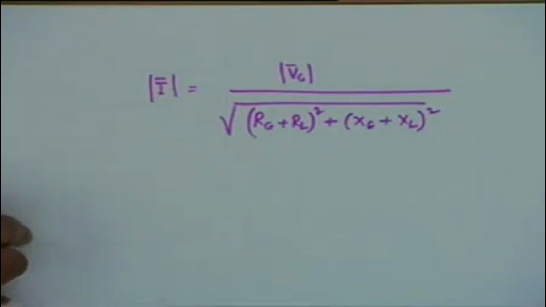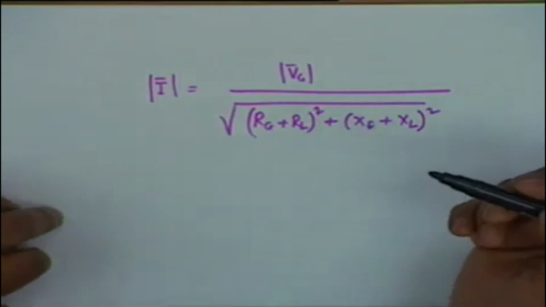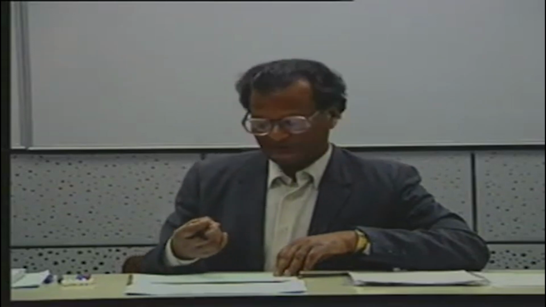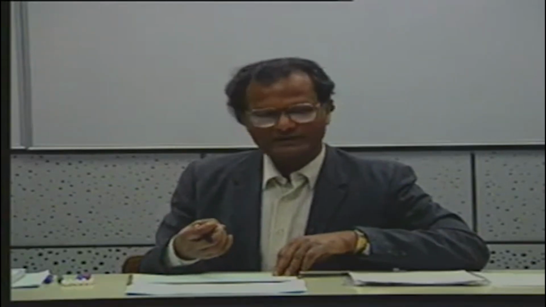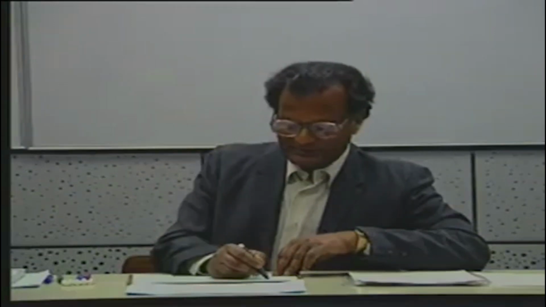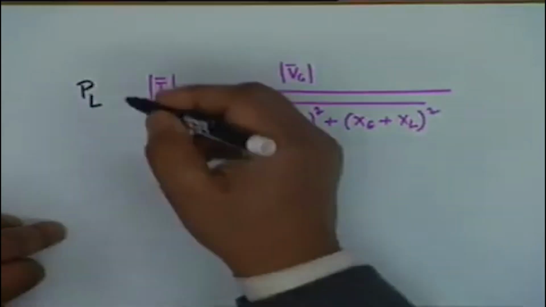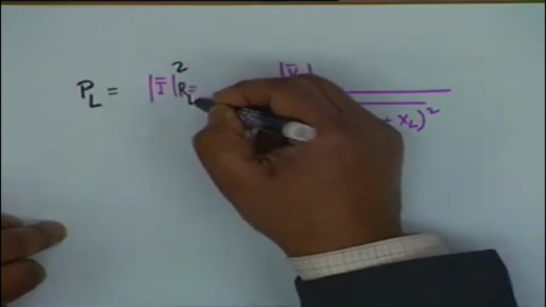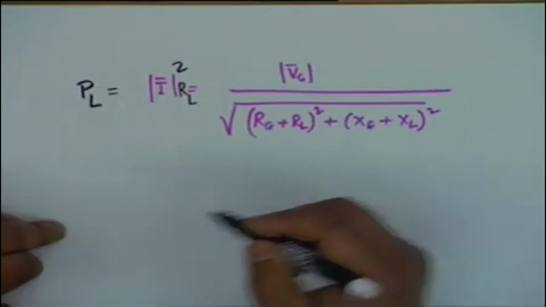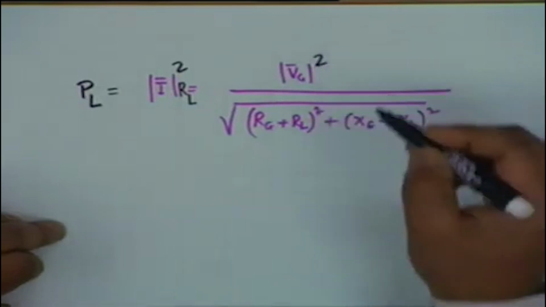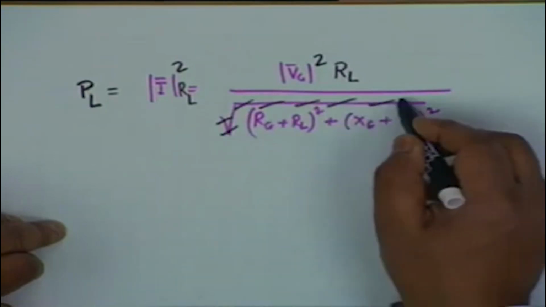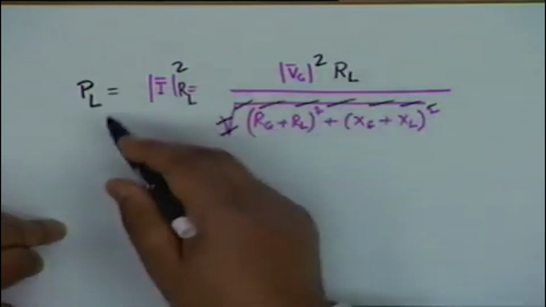To find the power absorbed by the load: power is absorbed by the resistive component of the load, while power is stored in the reactive components. So the power absorbed by the load, PL, is simply the current squared multiplied by the resistive component RL, so the square root goes away. This is the expression for the power.